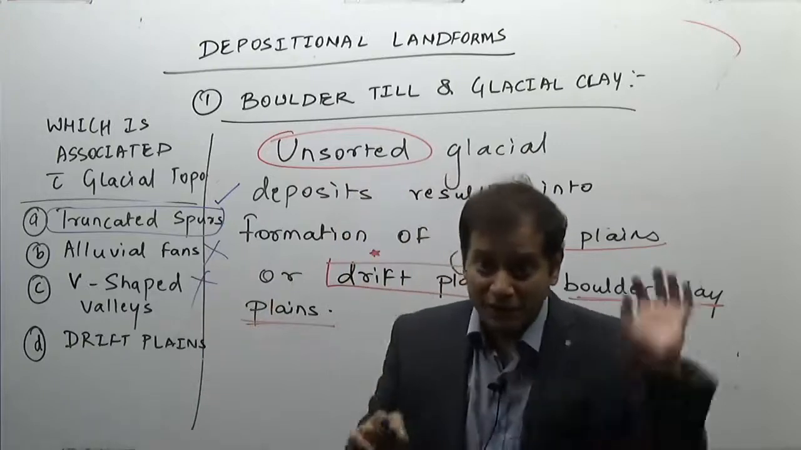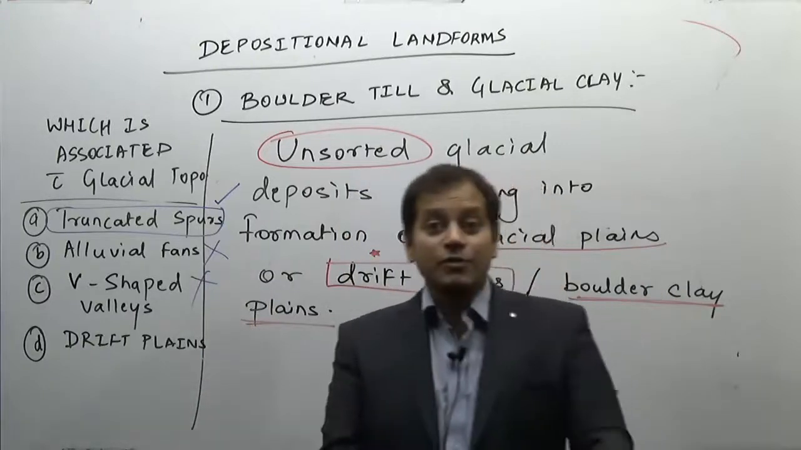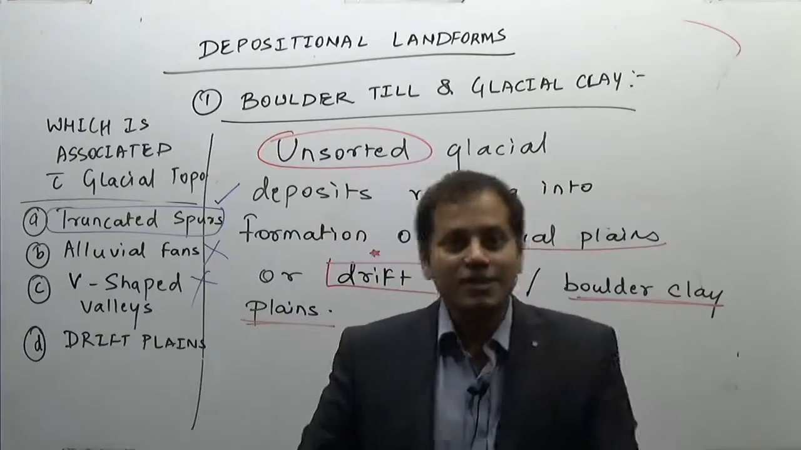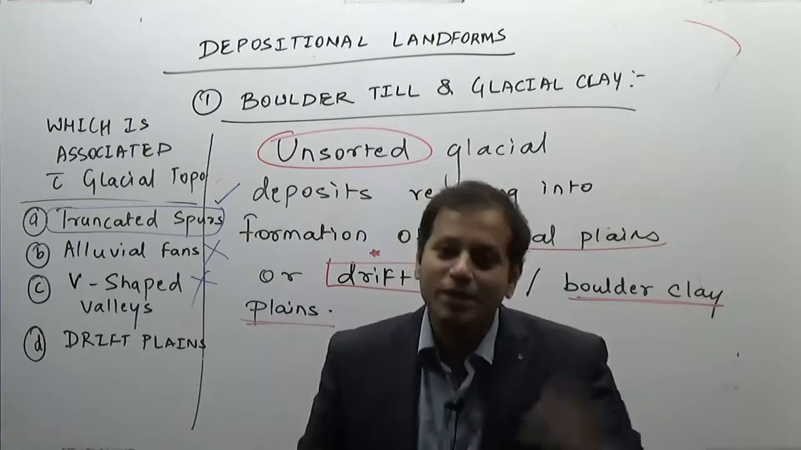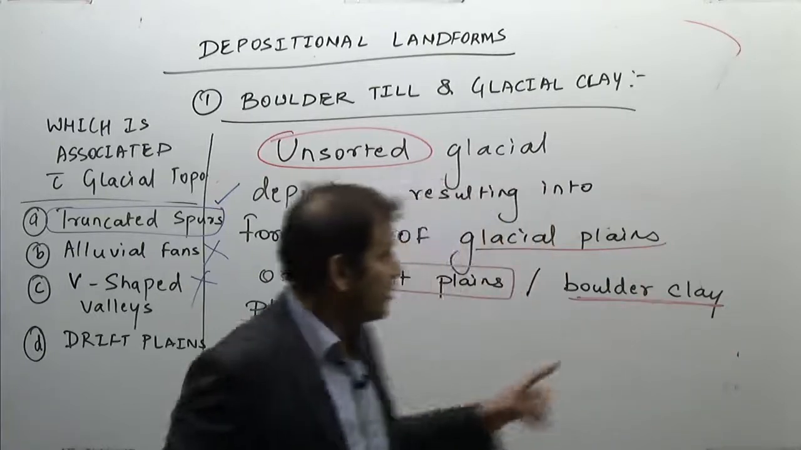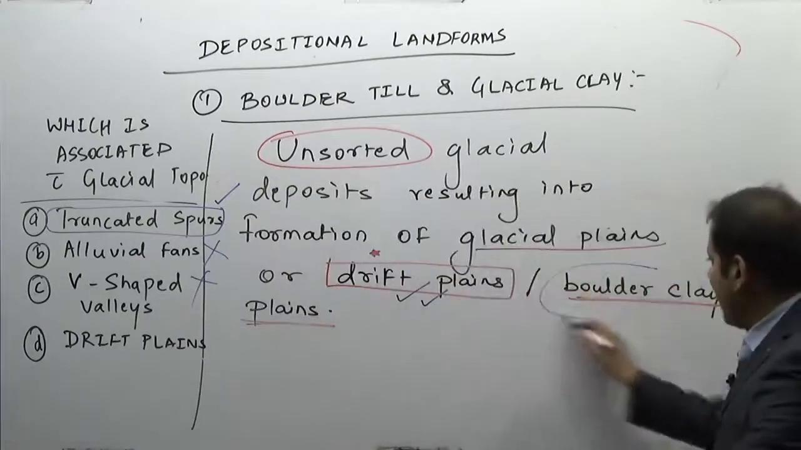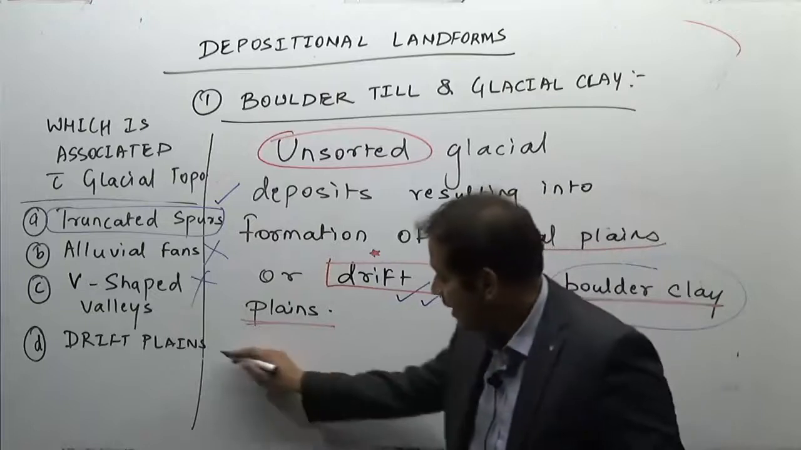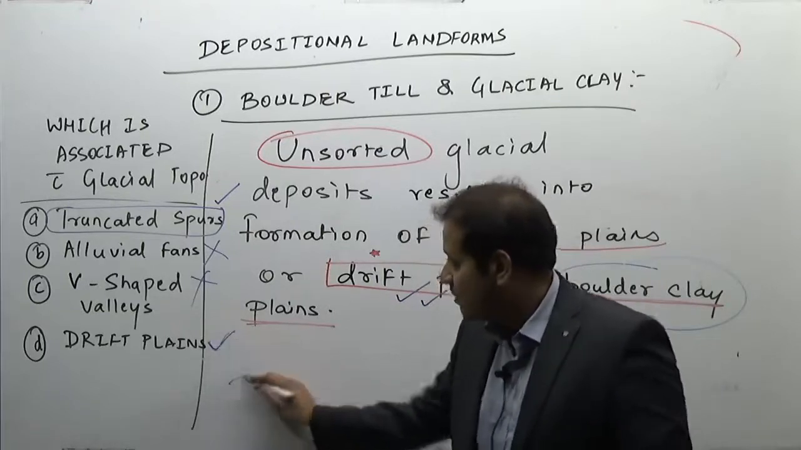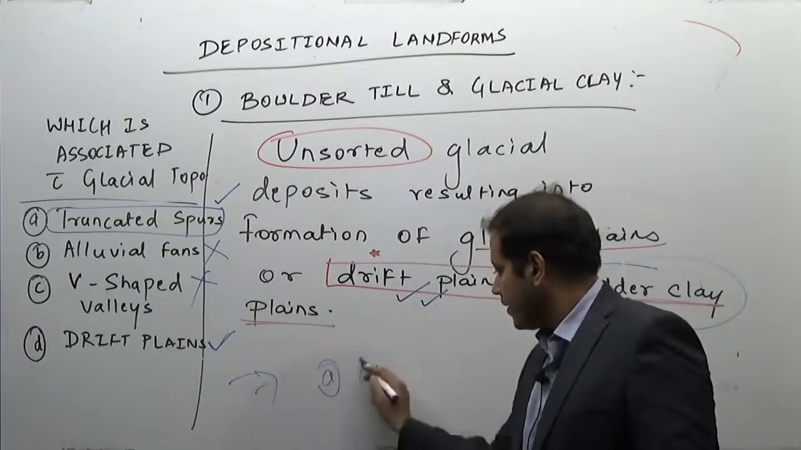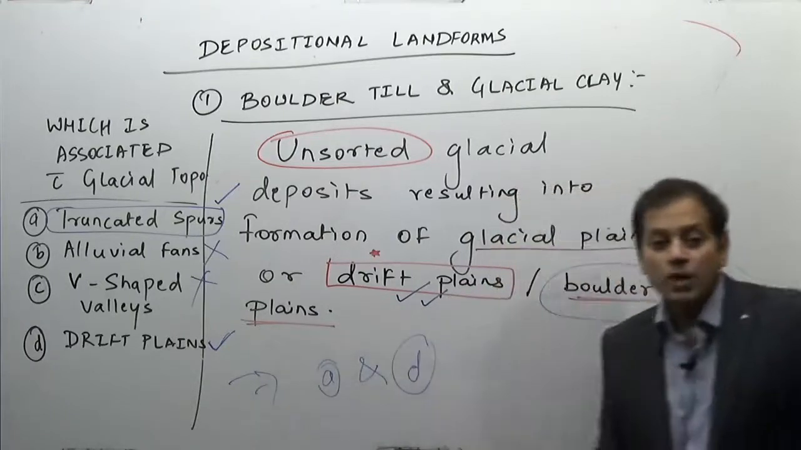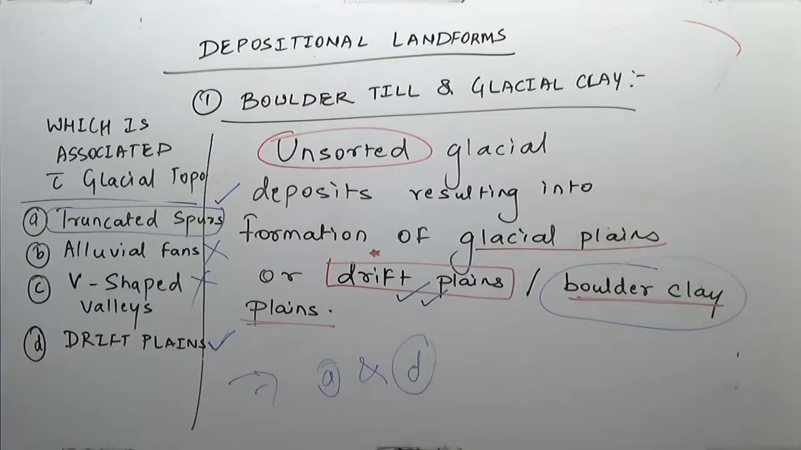Drift plains. Now why am I giving you this example? Because in the examination, most probably they won't ask whether glacial plains are associated with the glaciated topography. No, it becomes very obvious. So what is the other name for the glaciated plains? Drift plains or boulder clay plains. Are they associated with the glaciated topography? Yes, they are associated. So your answer becomes A and D. These are the two features which are associated with the glaciated topography. What are the boulder till and glacial clay? They are unsorted glacial deposits resulting into formation of drift plains or boulder clay plains.